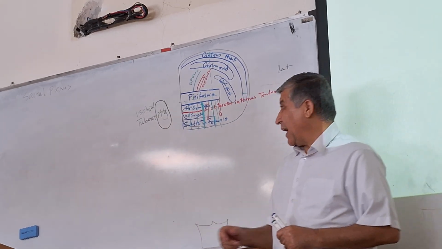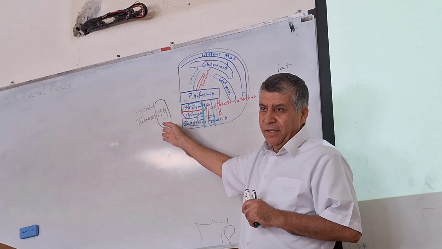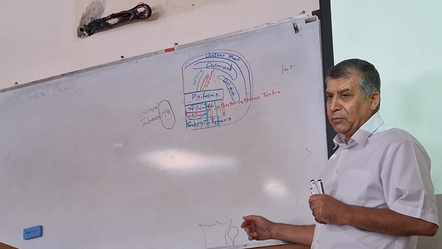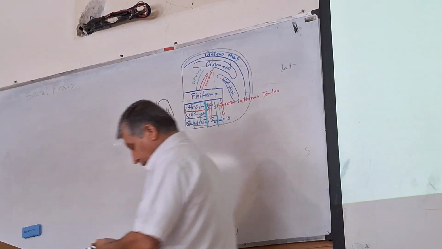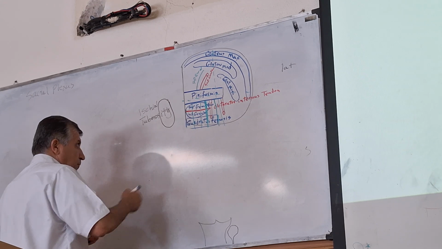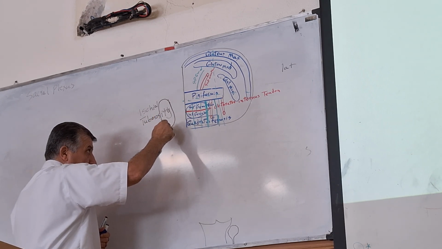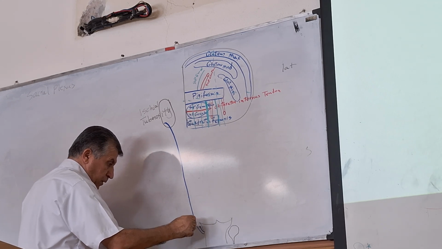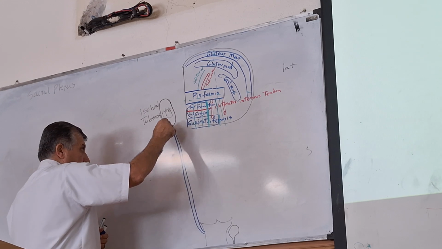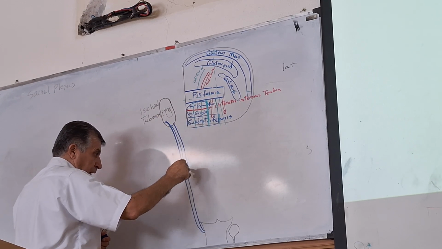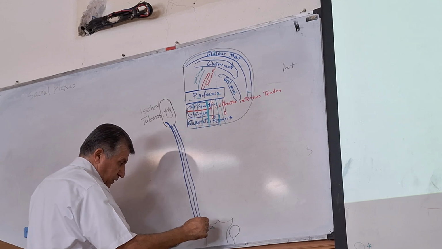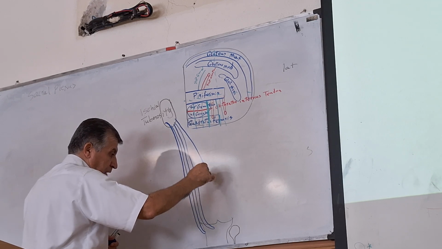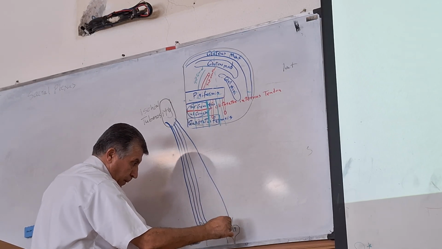In this figure, you can see the ischial tuberosity, tibia and fibula. This muscle originates from the ischial tuberosity and attaches to the tibia. Another attaches to the posterior surface of the tibia, this one, and another attaches to the fibula.